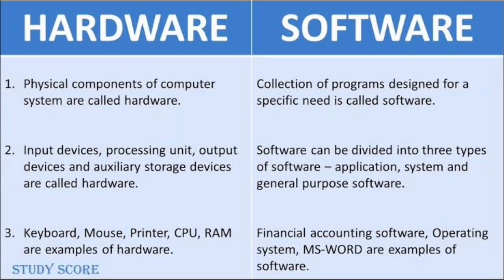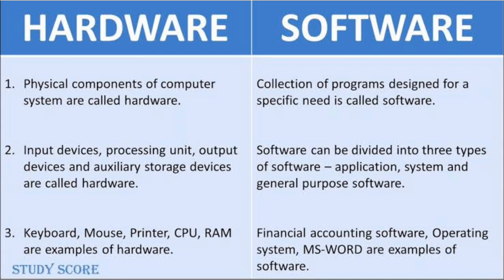Simply, you can say that input and output devices and a storage medium are the kind of hardware device. Third point is the example of hardware, that keyboard, mouse, printer, CPU, RAM are example of hardware. Okay, in the last, what is software?